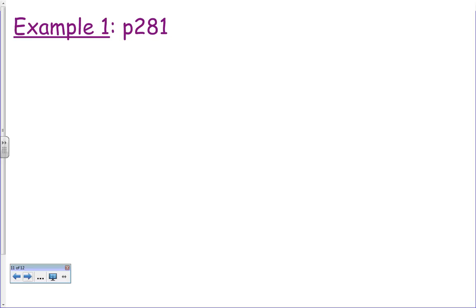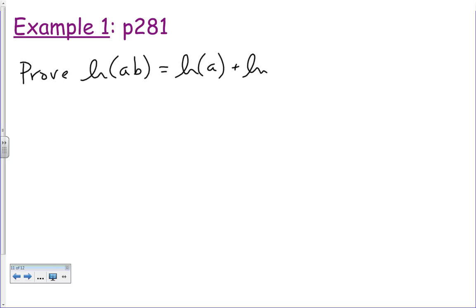Example 1 says prove that the ln of ab, a times b, is equal to the ln of a plus the ln of b for all a and b greater than 0. All right, so prove that the ln of a times b is equal to the ln of a plus the ln of b for all a greater than 0, b greater than 0.